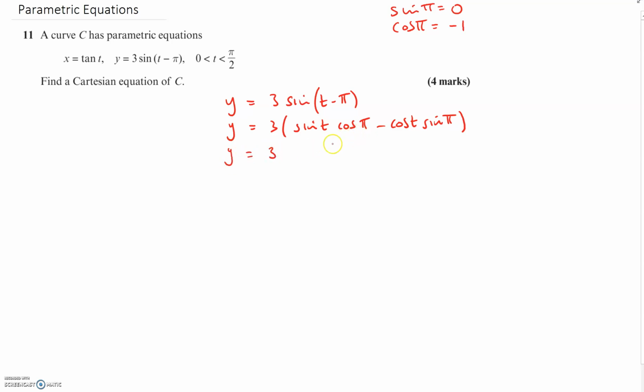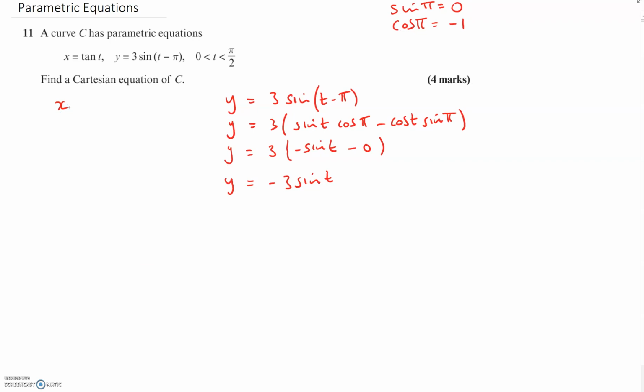So we're going to get cos pi, which is minus 1, so that's minus sine t, and sine pi is 0, so that's just going to be minus 0. So y just becomes minus 3 sine t. That's quite nice. It's quite simple, isn't it? It's a lot simplified. Right, so we'll come over to the x now, and x is tan t.